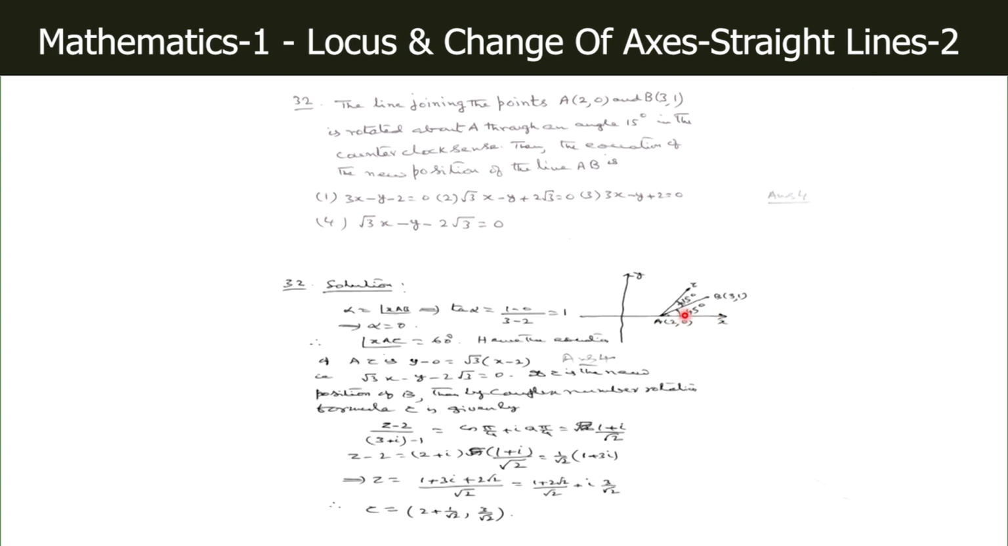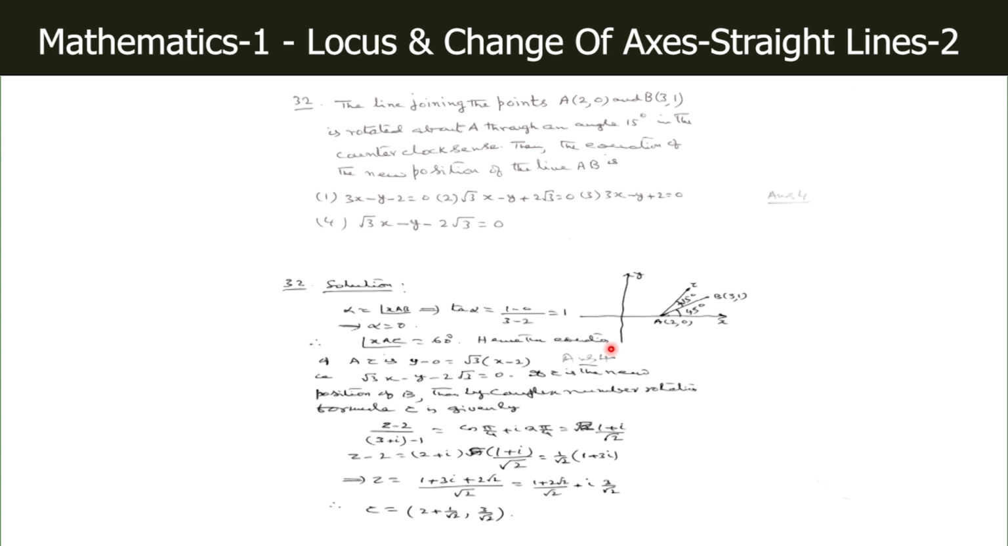So its slope is tan 60, which is root 3. Therefore, the equation of the new position of AB is y minus 0 is equal to root 3 into x minus 2. Hence the correct option is option number 4.